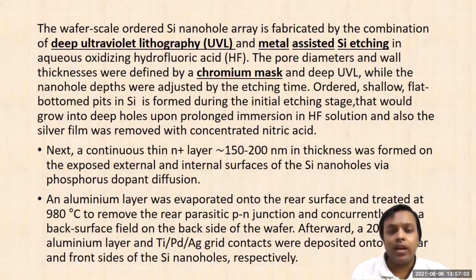Next, a continuous thin N plus layer of about 150 to 200 nanometers in thickness was formed on the exposed external and internal surfaces of the silicon nanoholes via phosphorus dopant diffusion. An aluminum layer is evaporated on the surface to form a back surface field.